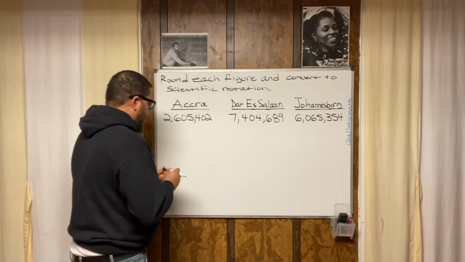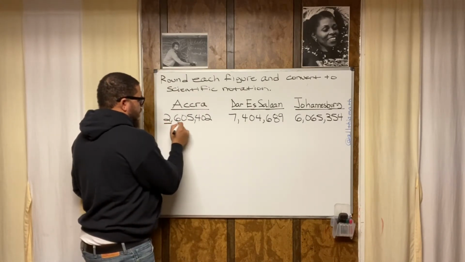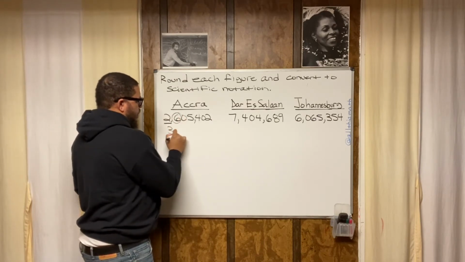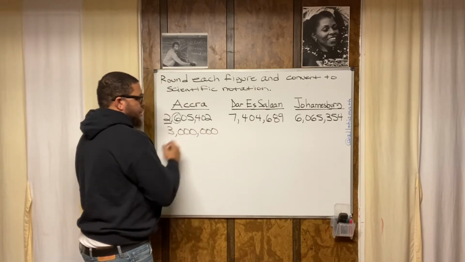And this is how I might mark it on my paper. I might say, okay, well, I'm rounding to the millions place. And then this 6 determines whether I go up or down. So I'm going up. It's up, right? So that's going to become 3 million.